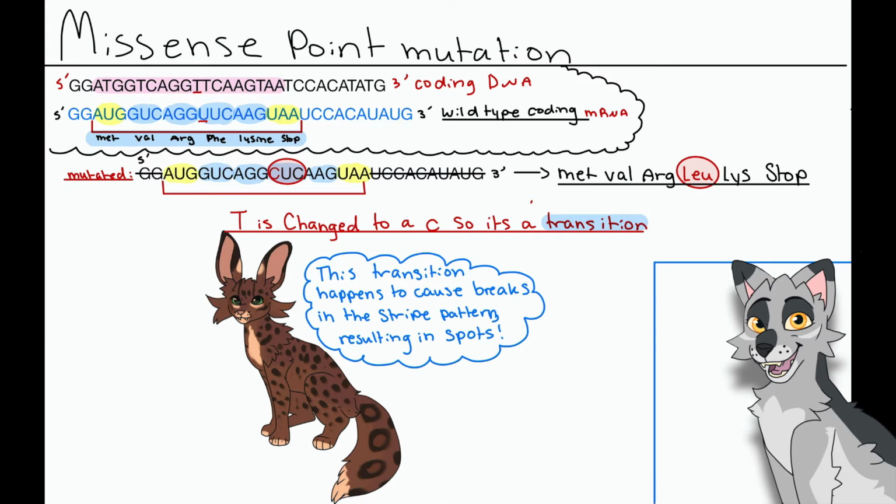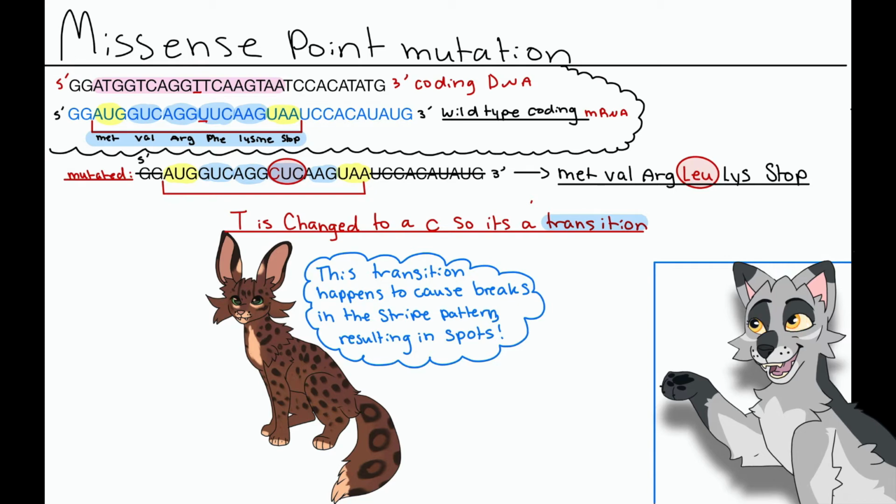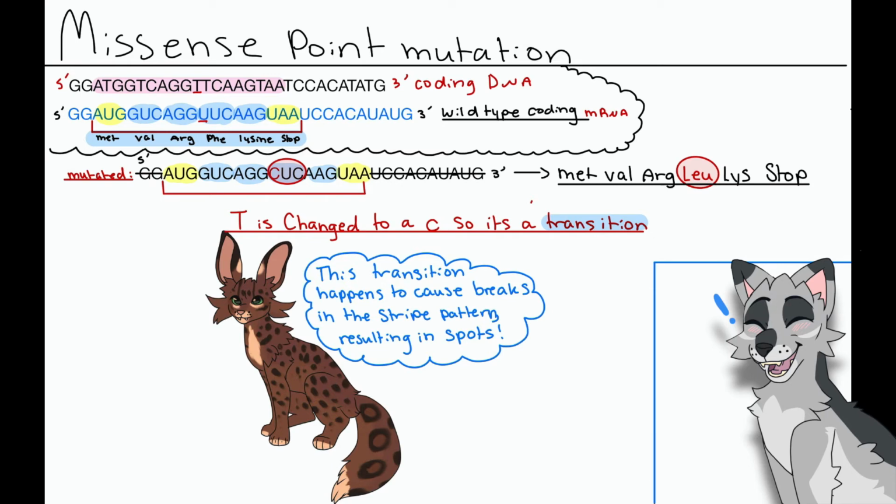Here's our first type of point mutation, missense mutation. It involves swapping one base for another that also code for a different amino acid than the wild type. I have circled where the mutation has occurred, and in this case, a T has been switched to a C. This is called a transition as they are both pyrimidines. This results in us swapping phenylalanine to a leucine. For our purposes, this mutation ends up coding for a protein that results in breakage of stripes to form spots.